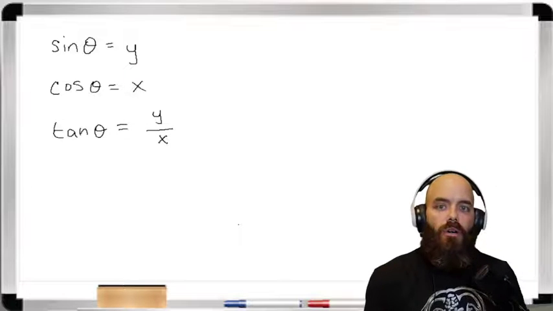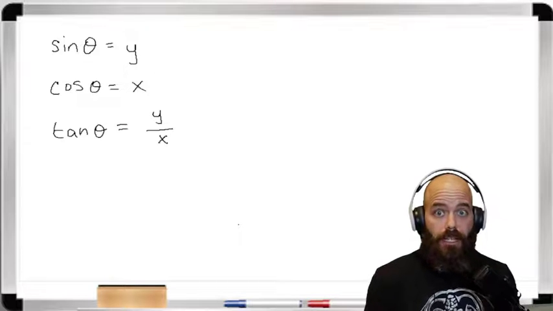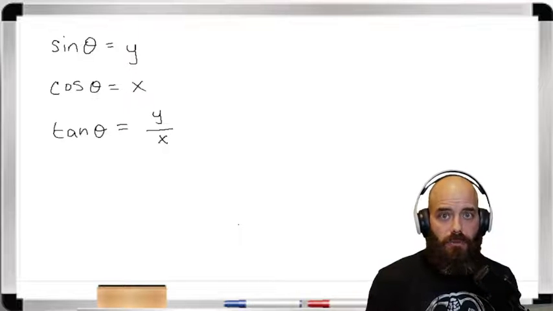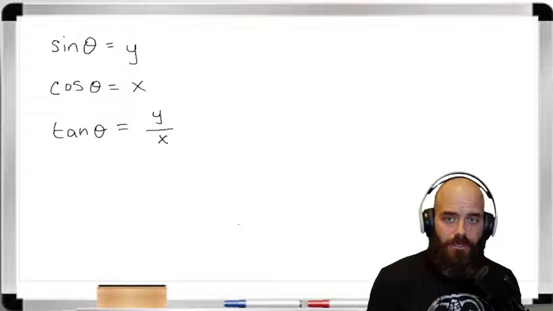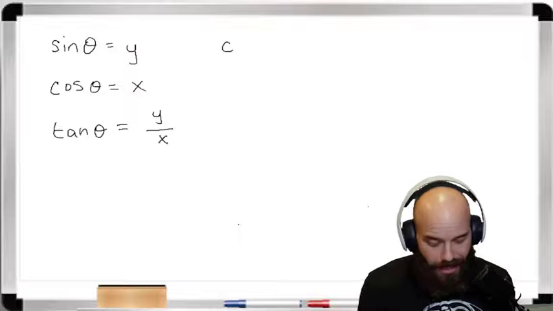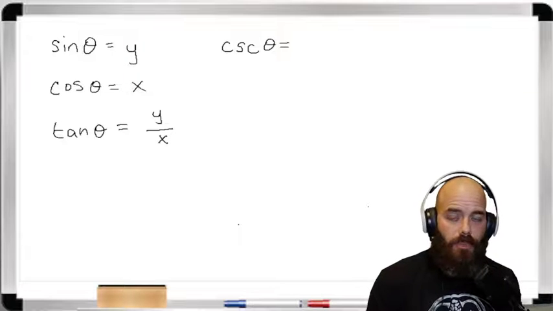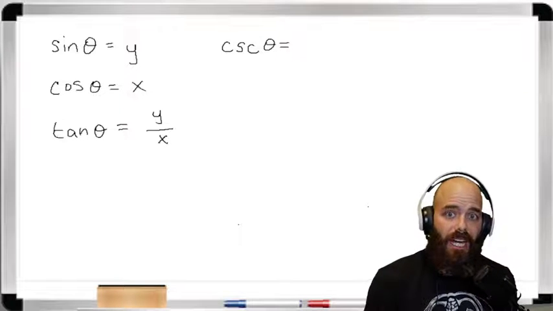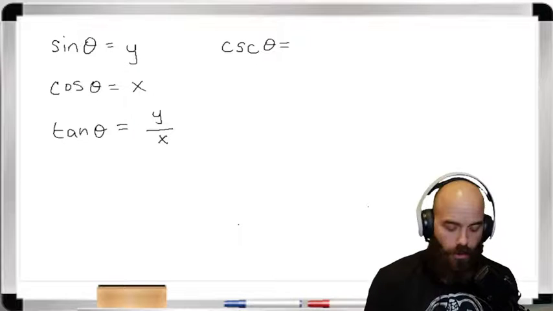Now, there are 3 other trig functions that we will use regularly, and those 3 trig functions are known as the reciprocal trig functions. And so, in other words, sine has a reciprocal function related to it. That reciprocal function is called cosecant. So over here to the right, I'm going to write CSC, which is cosecant. Cosecant is the reciprocal of sine. And so if sine is equal to the y value, then cosecant is equal to the 1 over y value.